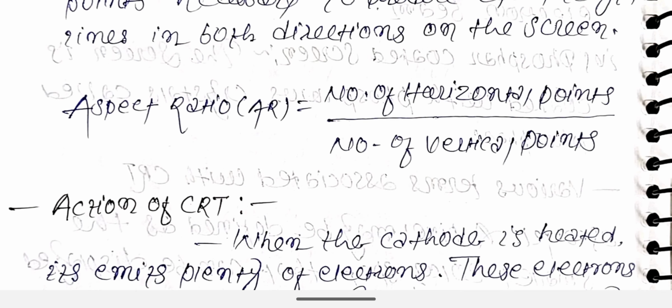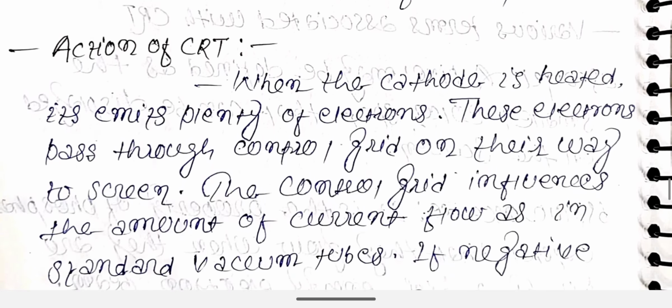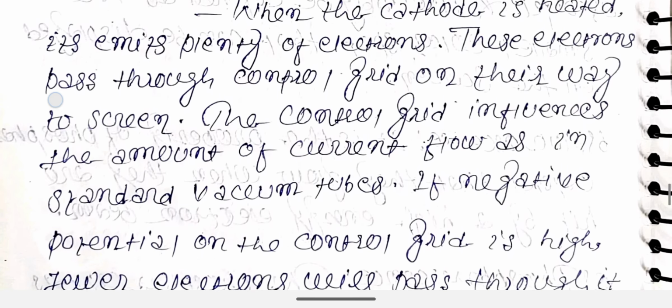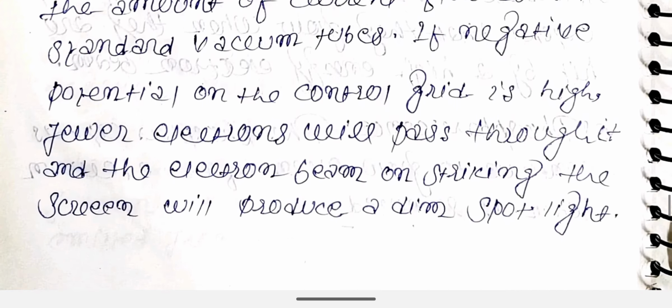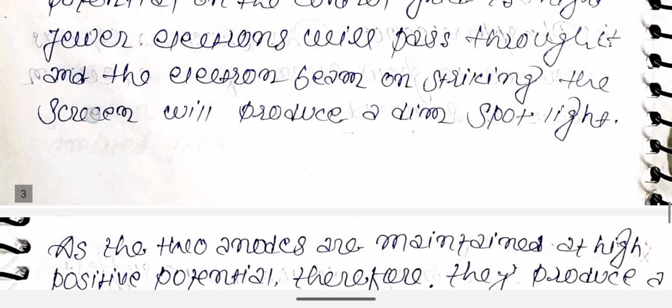Action of CRT. When the cathode is heated, it emits plenty of electrons. These electrons pass through the control grid on their way to the screen. The control grid influences the amount of current flow, as in standard vacuum tubes. If the negative potential on the control grid is high, fewer electrons will pass through it, and the electron beam striking the screen will produce a dim spotlight.